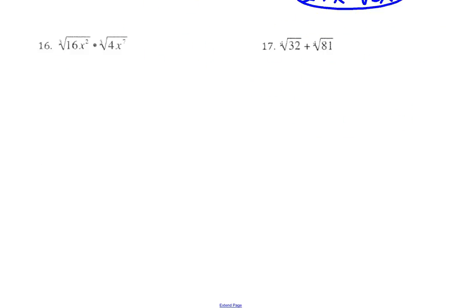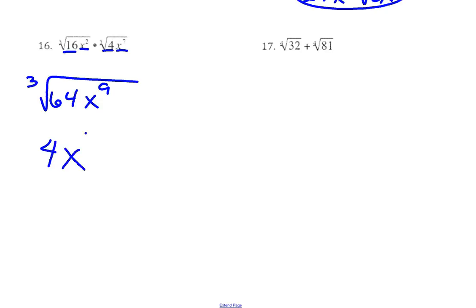This is the same thing. Multiply. 16 times 4 is 64. X squared times x to the 7th is x to the 9th. This one comes out nice. The 3rd root of 64 is 4. And the 3rd root of x to the 9th is x cubed. 9 divided by 3 is 3.